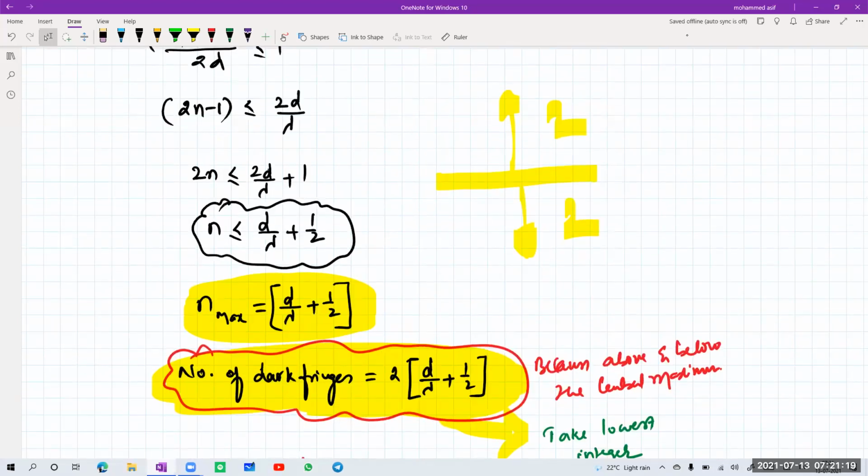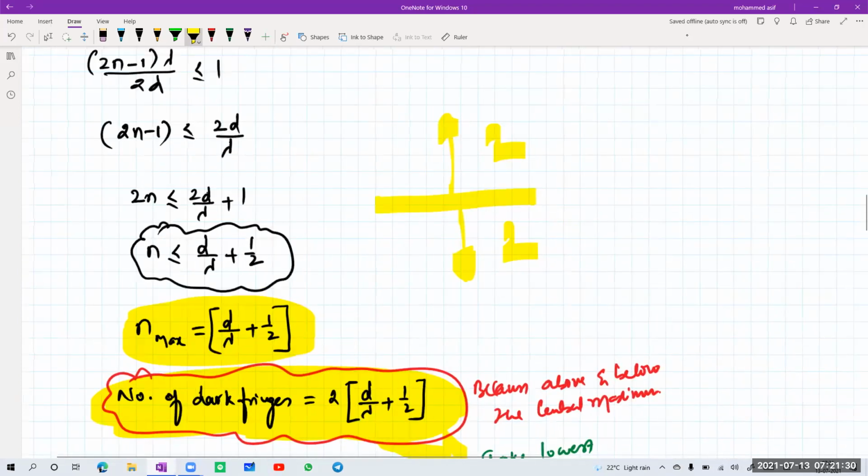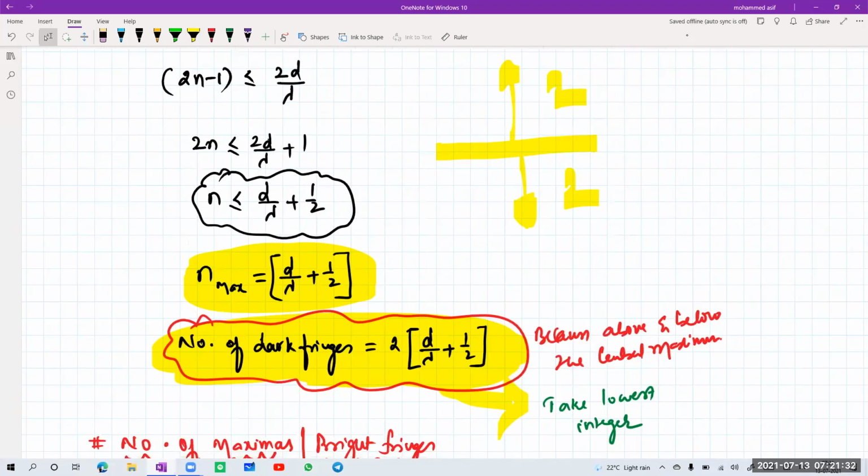The maximum number of minima which can be seen in the YDSE experiment, n max, is equal to d by lambda plus 1 by 2, on one side above the central maxima. Below also we will get the same. That is the reason I'm multiplying by 2. So the number of dark fringes will be equal to 2 into (d by lambda plus 1 by 2).